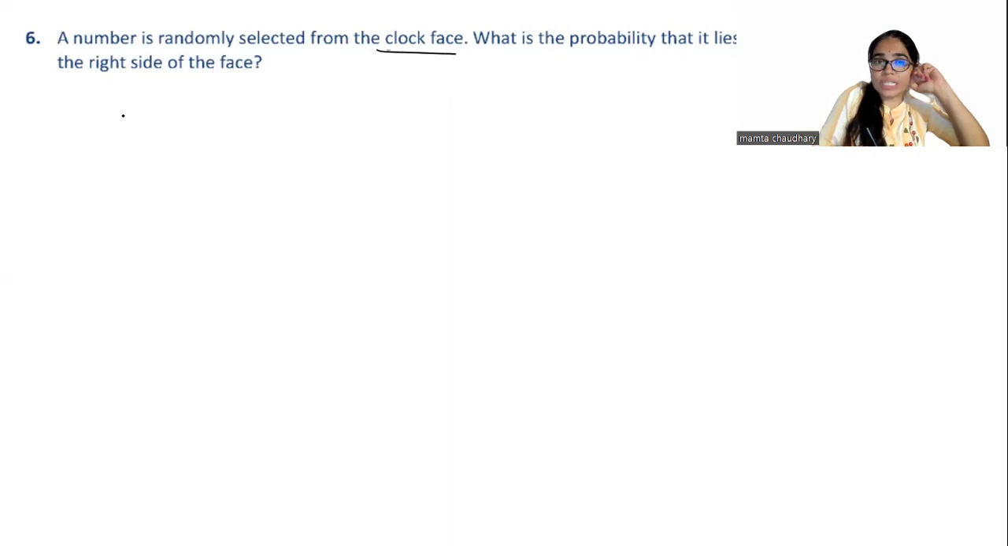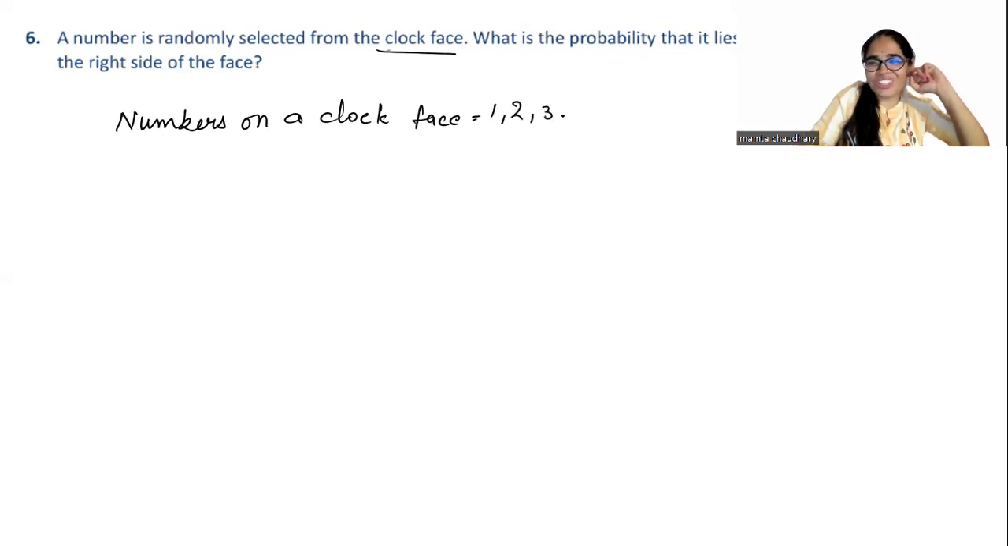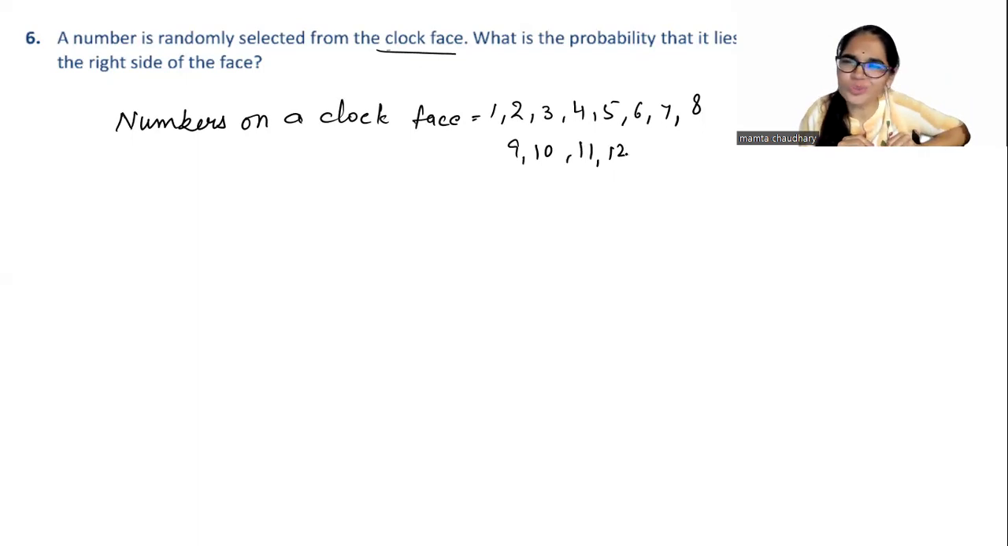So if we see numbers on a clock face, just see the clock and tell me the numbers. 1, 2, 3, 4, 5, 6, 7, 8, 9, 10, 11, and 12. Can I write 13 also? No, 13 is not on the clock face.